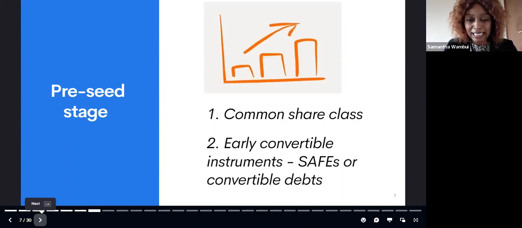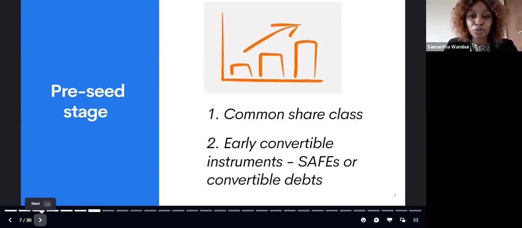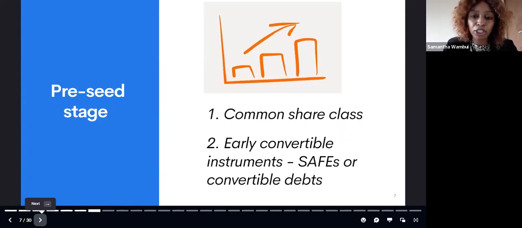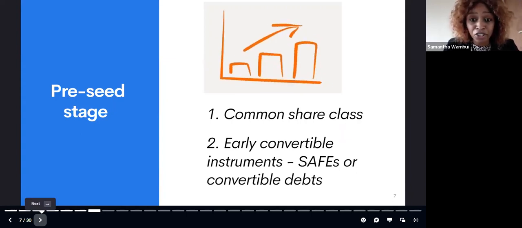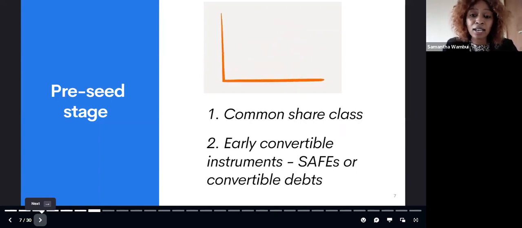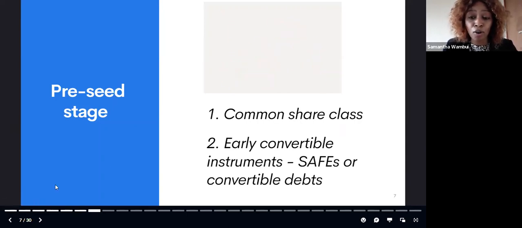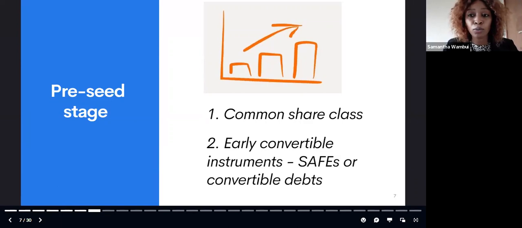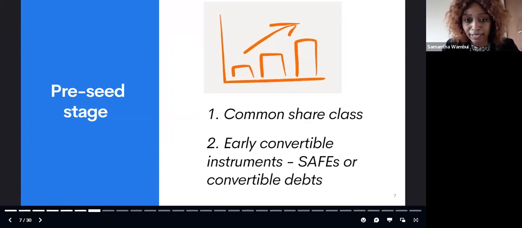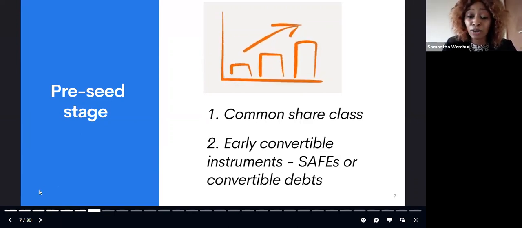So during the earlier stage, companies usually have their share structure set as common share class or the early convertible instruments. So the common share class, also referred to as the ordinary shares, are a security that represents ownership. So these are usually issued to businesses or investors as proof that they have bought into a company. So common shares usually set the basic foundation of your cap table, and then also how the future share structures would look like. Then we have the early convertible instruments.